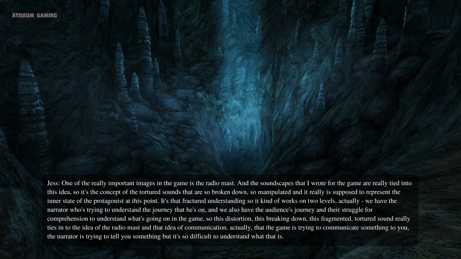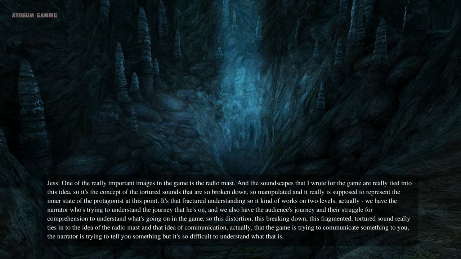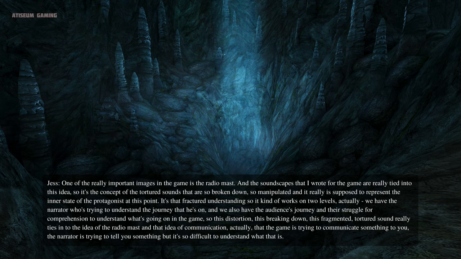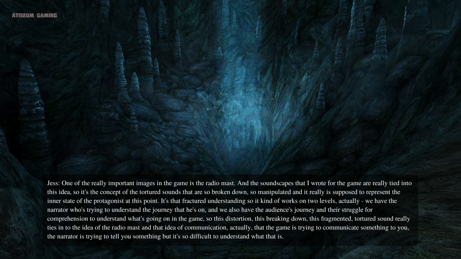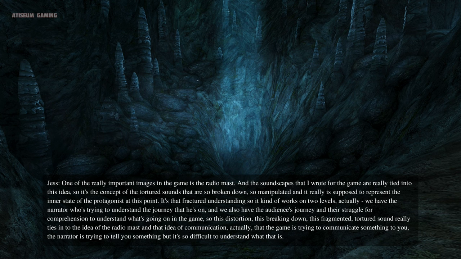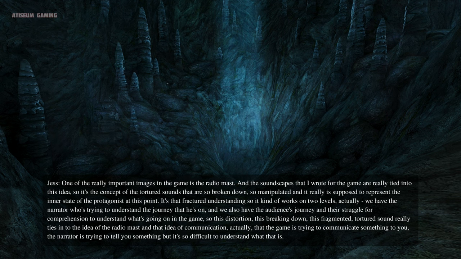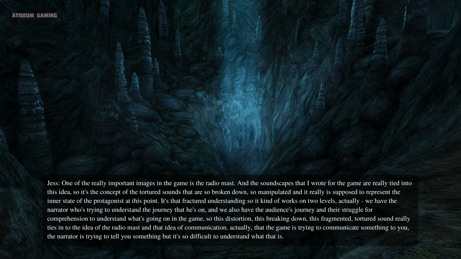So it works on two levels, actually. We have the narrator who's trying to understand the journey that he's on, and we also have the audience's journey and their struggle for comprehension to understand what's going on in the game. So this distortion, this fragmented, tortured sound ties into the idea of the radio mast and the idea of communication: the game is trying to communicate something to you, the narrator's trying to tell you something, but it's so difficult to understand what that is.